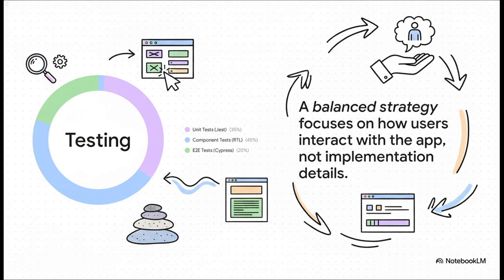Well, a huge piece of the puzzle is having a really smart, balanced testing strategy. It's a mix of things, right? You've got your low-level unit tests for sure. But in the modern React world, the real focus is on component tests, using something like React Testing Library. Why? Because it lets you test your components the same way a user actually interacts with them. And then you top it all off with end-to-end tests to make sure all the pieces are working together perfectly.